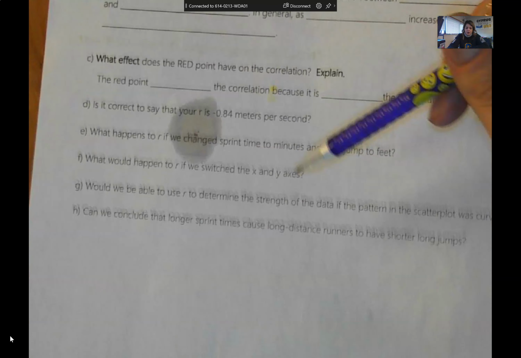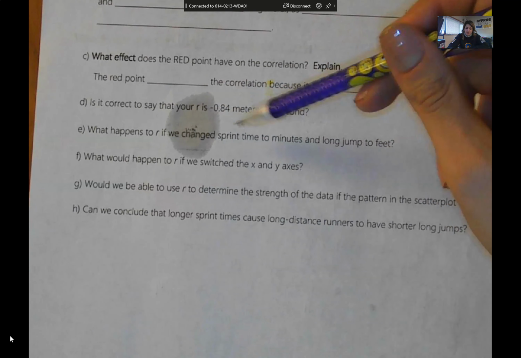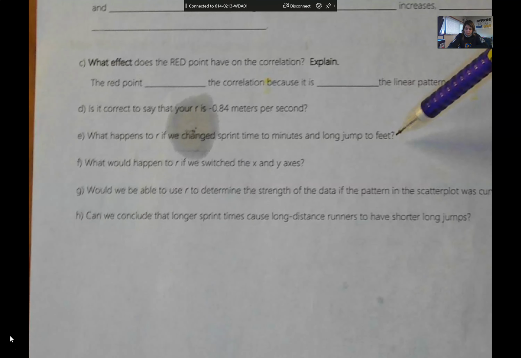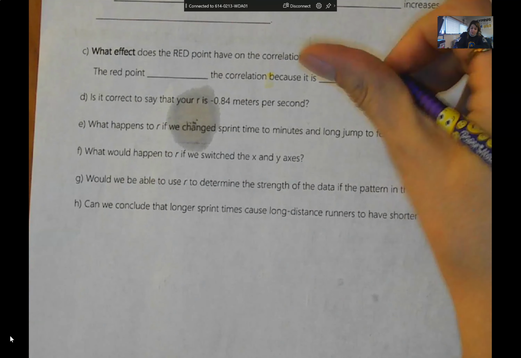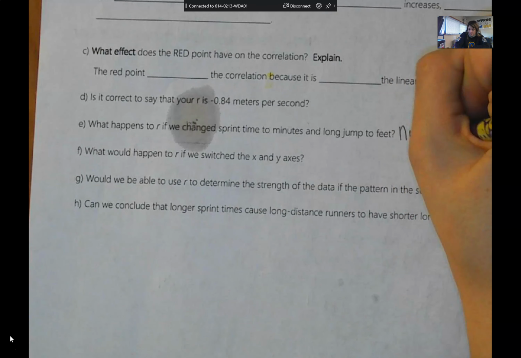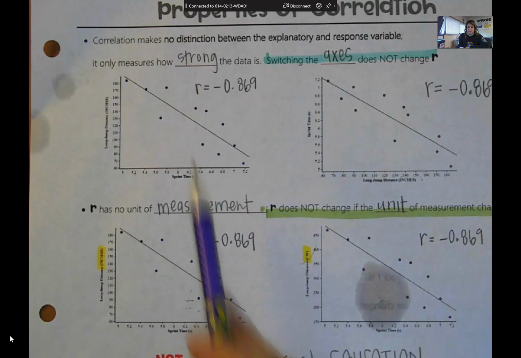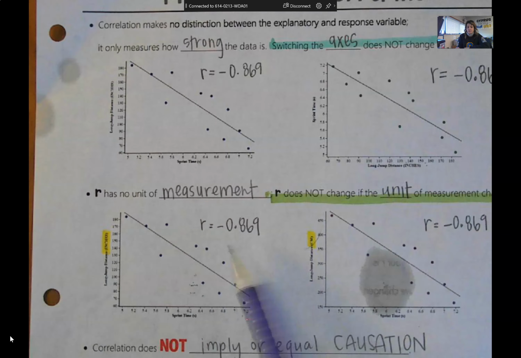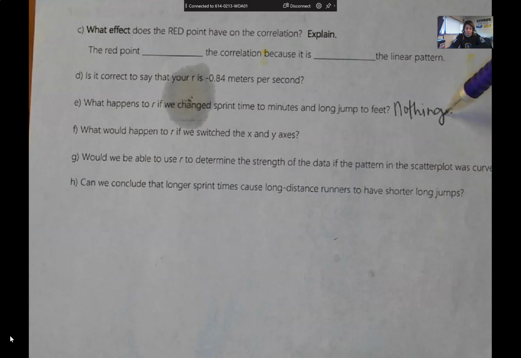What happens to R if we change sprint time to minutes and long jump to feet? So hopefully you're saying to your computer screen, nothing. So I gave you an example of this. On this page, I changed it from inches to centimeters, and we know that has no effect on the correlation. So even if you changed both of your variables, it would not change your R value.